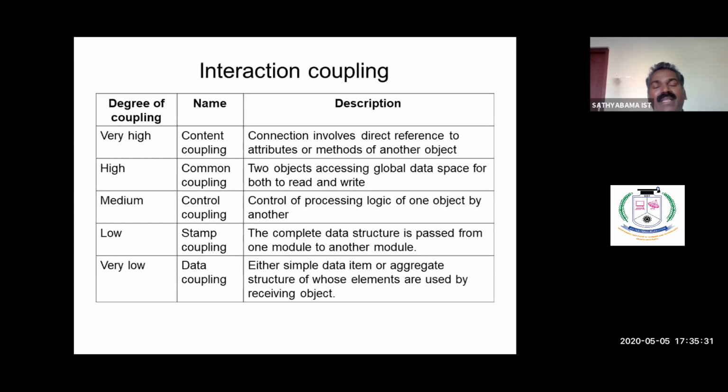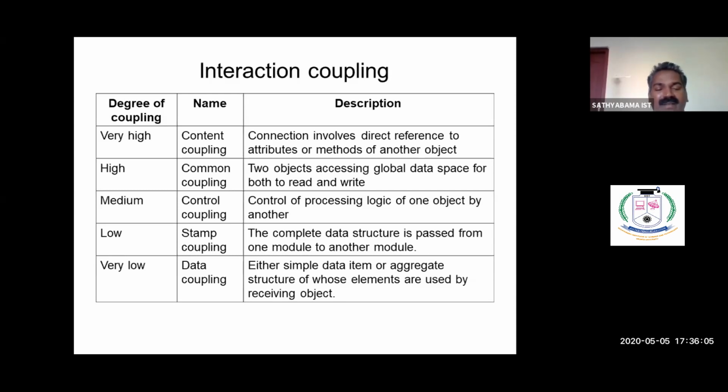In common coupling, objects share a common data space. The degree of coupling is high in this scenario. The third one is control coupling. In control coupling, one object controls another object, that is, the flow of execution. The degree of coupling is medium. The fourth one is stamp coupling, where a complete data structure is passed to another object. The other object can make use of a part of the data structure for its own execution. The degree of coupling is low.